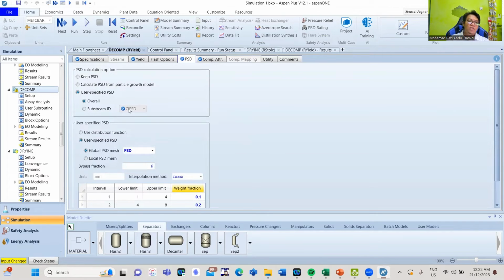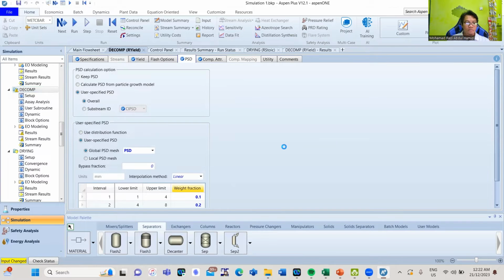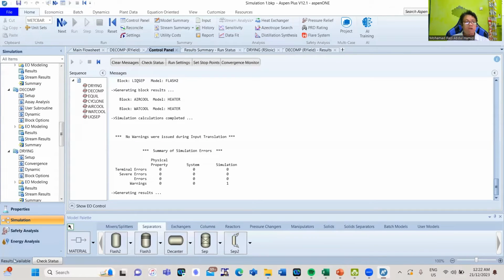I'm sorry, these are for overall. Again, mistake. These are for all of the non-conventional components, including char as well. So hit next, should be able to get it done. Now I get a result.